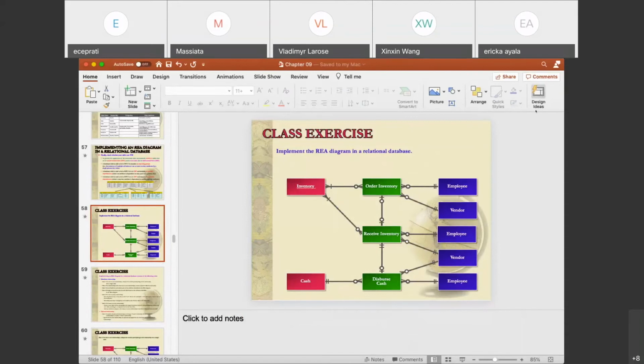Okay, how about Amelia? Can you talk about the primary key for each table? The primary key for inventory is item number. For the table cash, account number. Order inventory, order number. For the table receive inventory, I put receipt number. For the table disburse cash, I put cash disburse number.